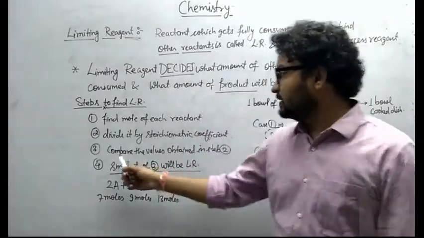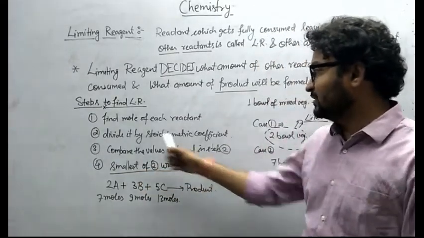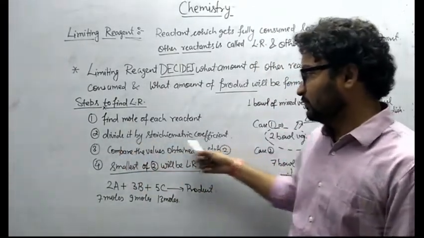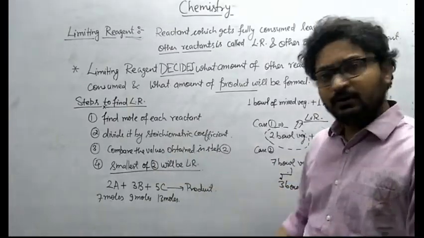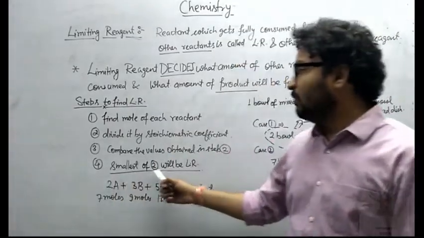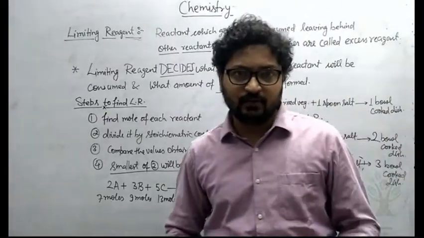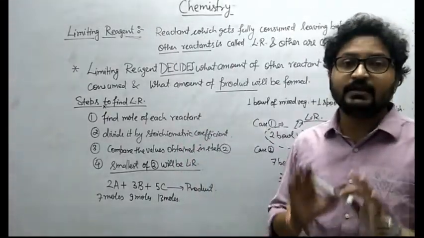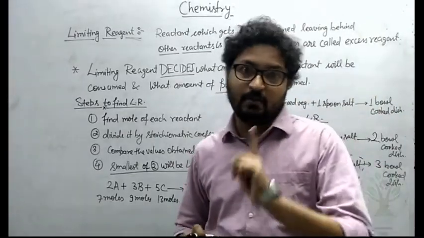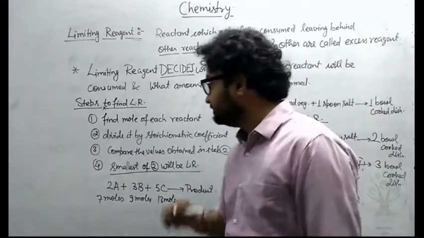Okay. The third step is to compare the values obtained in step 2. Whatever you get in this step, compare those values. Now fourth, the smallest of the values will be the limiting reagent. Whatever is smallest will be the limiting reagent. And the limiting reagent is very important to us. You just remember this.